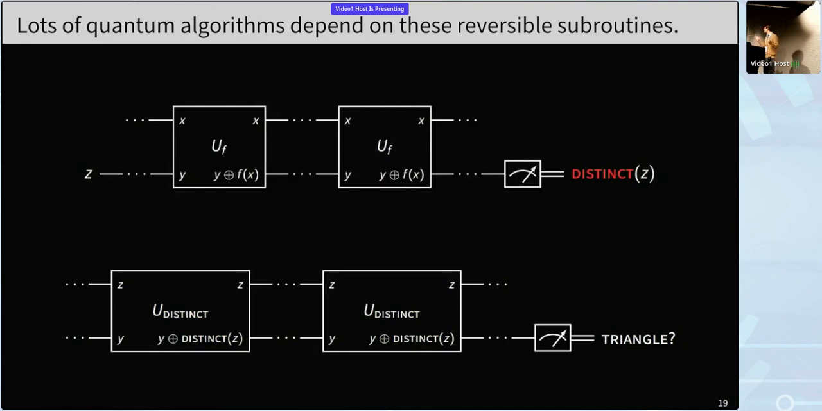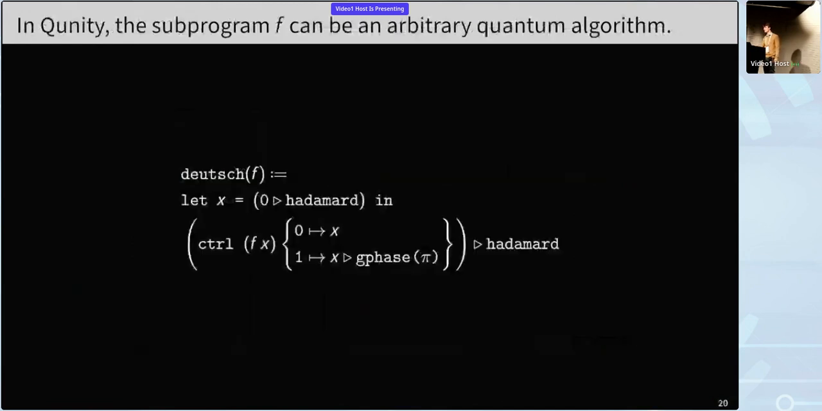And you'll notice that this is not in that nice reversible form. It actually depends on yet another reversible oracle for F. And so if you read the papers, this is not something that they state explicitly. They're kind of assuming that you have it in a nice form. And so this is really something that should be built into languages, in our opinion. And this is something that Qunity does pretty well, because we allow this subprogram F to be an arbitrary quantum algorithm.